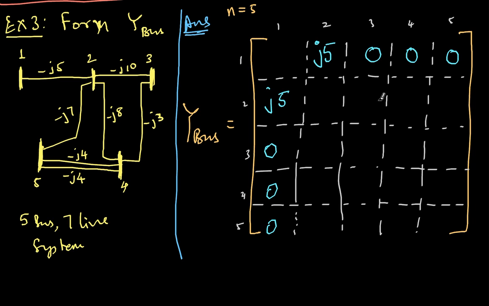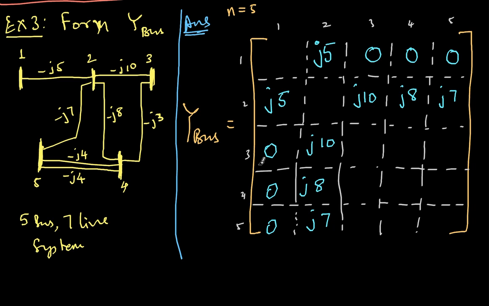Now let's look at the second row. I'm again doing only off diagonal elements. Is there any line between 2 and 3? Yes, there is a line between 2 and 3, minus J10, so it becomes J10. Is there any line between 2 and 4? Yes, J8. Is there any line between 2 and 5? Yes, there is also a line. So 2 is very highly connected. 2 is connected to all of them: 1, 3, 4 and 5. So it has all these elements, J7. These 3 elements I can copy here because Ybus is symmetric.